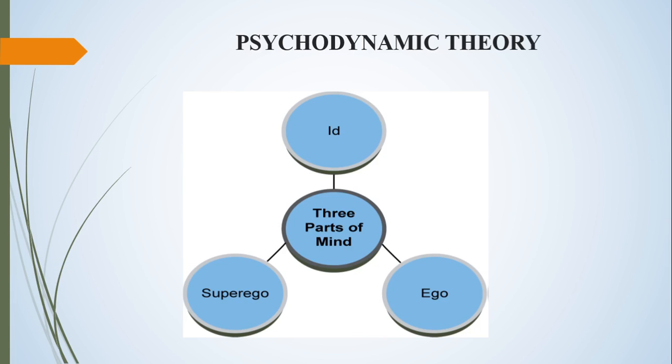So in psychodynamic theory, here is the id, then you take the ego, then you take the superego, the three parts of the mind. You would take the id as unconscious, the second one you can take as pre-conscious, that is the ego, and the conscious level is the superego.